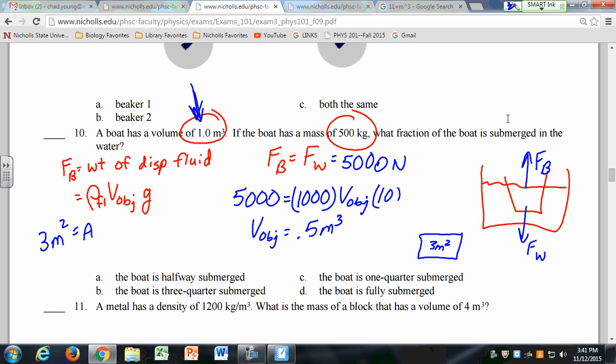So I would say, well, I know that the volume equals the area times the depth. So 0.5 equals 3 times d, which is the depth. And so d is 1/6 meter. Solve that for d: 0.5 over 3. Isn't that right? Yeah, 0.5 over 3 is 1/6. Okay? You'll have one or two like that.